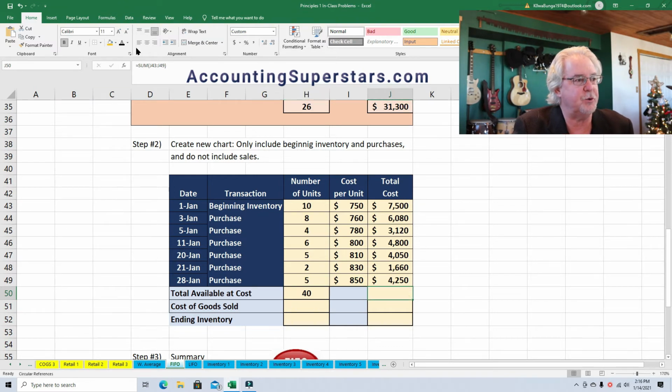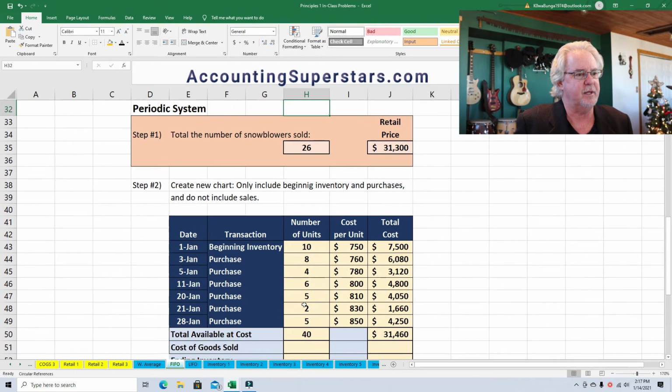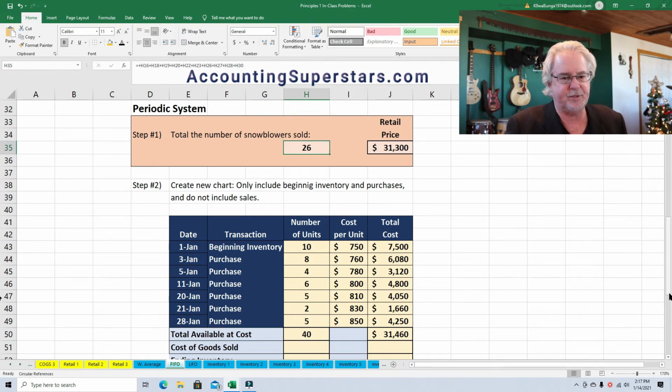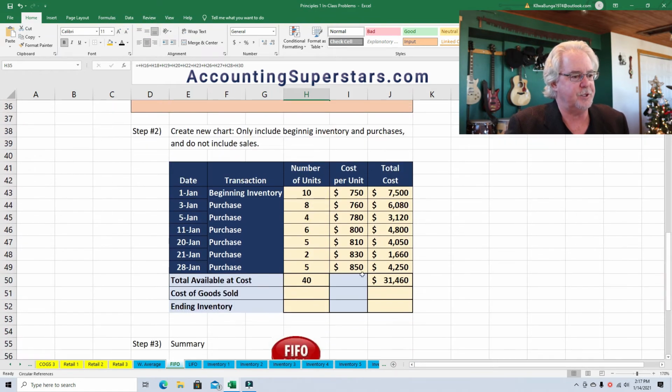We're just simply going to total the column. So there we go. Now, cost of goods sold. So how many units were sold? How many snowblowers were sold? 26. And you might say, where'd you get 26? Well, we have it right here. The total number of snowblowers sold, 26. We did that just a moment ago. So cost of goods sold, 26.